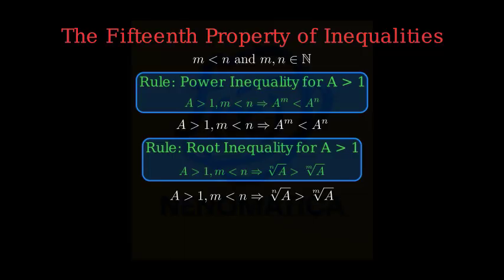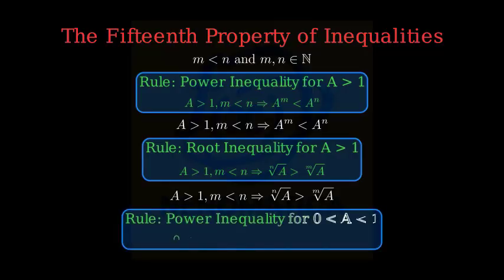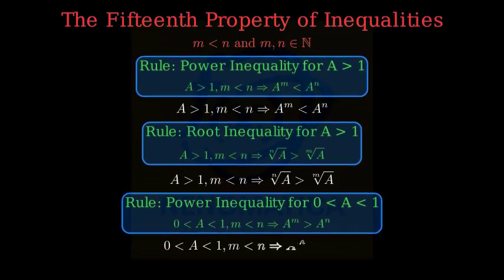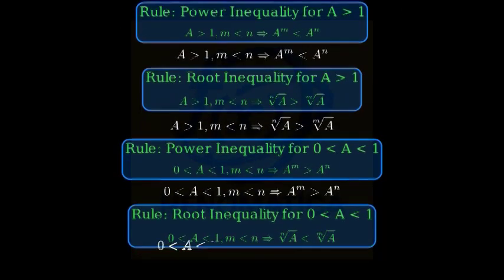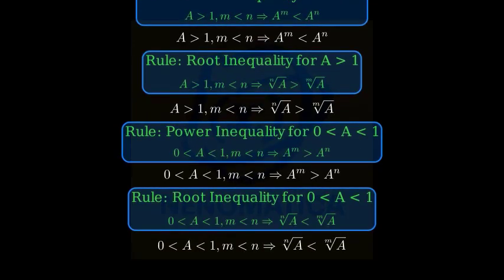Now, let's examine the second case, when a is between 0 and 1. First, if a is between 0 and 1, and m is less than n, then a raised to the power of m is greater than a raised to the power of n. Second, if a is between 0 and 1, and m is less than n, then the nth root of a is less than the mth root of a. Let's visualize these properties with some examples.